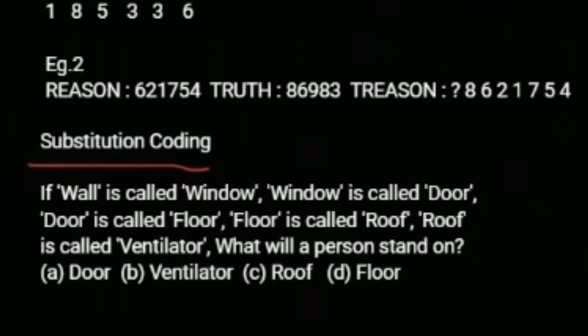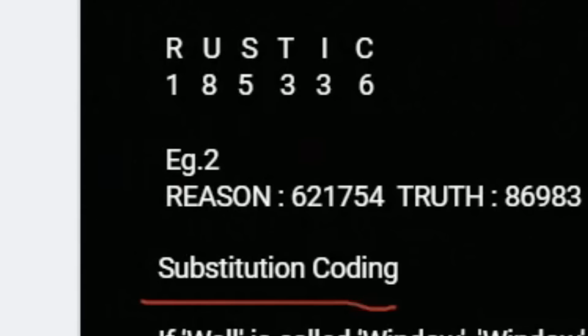Priyanka. Sir, I'm solving. Roof, sir. But what is roof called? Floor. Right. So what is the right answer? Roof. Actually, he stands on floor, but floor is called roof.